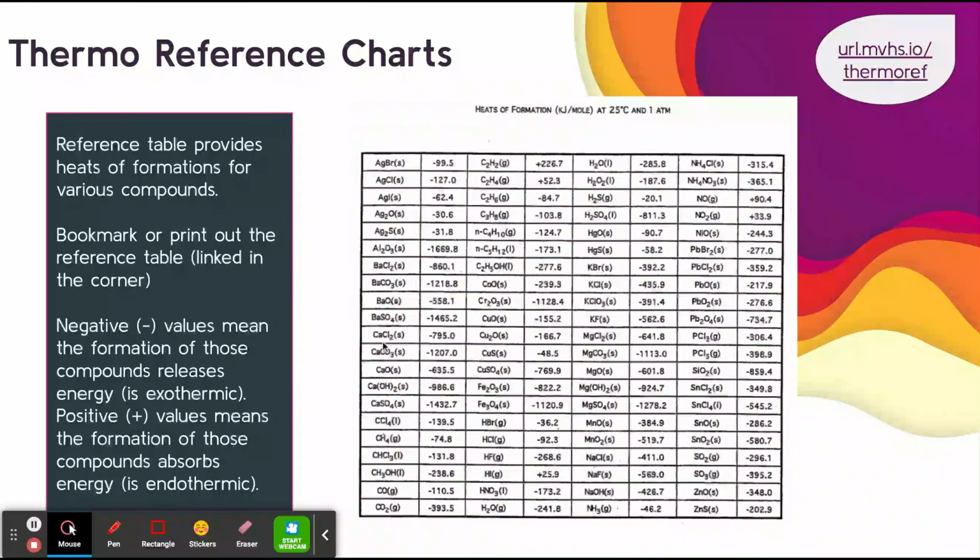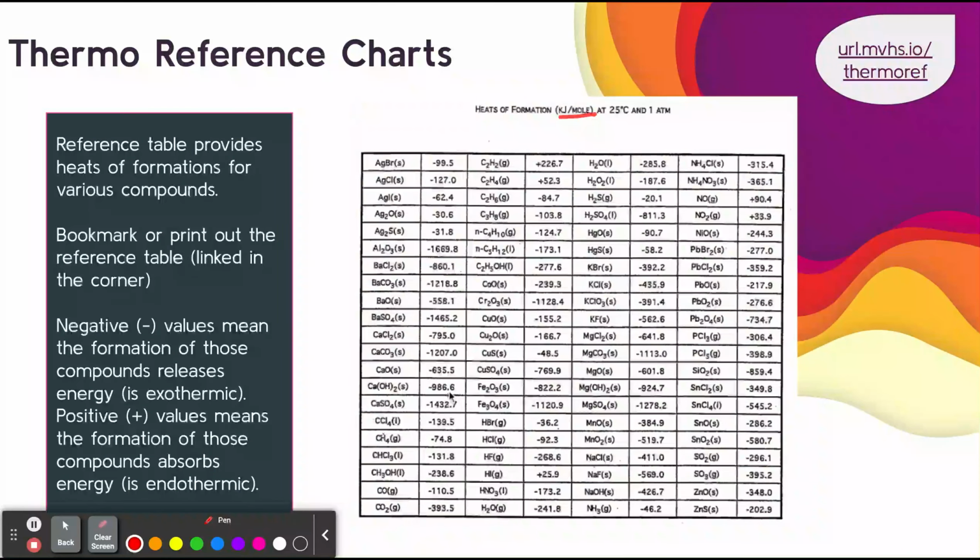So what we have is a reference chart that tells us the heat of formation for a bunch of different compounds. Okay. So the enthalpy of formation for calcium oxide, which was the example I gave before, is negative 635.5 kilojoules per mole. Okay. There's my unit right here.